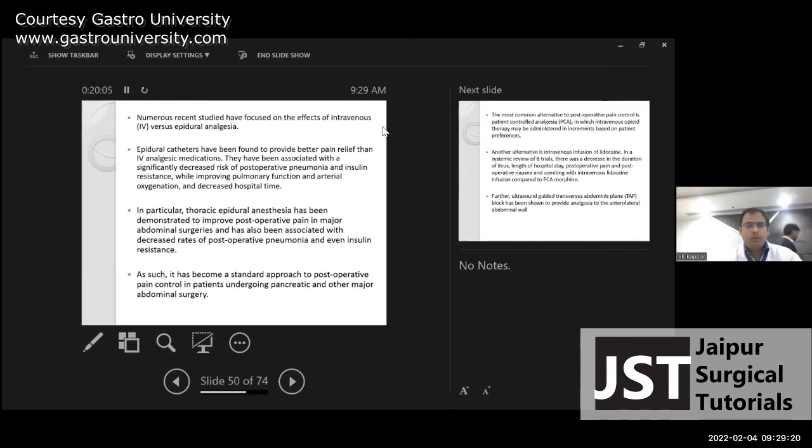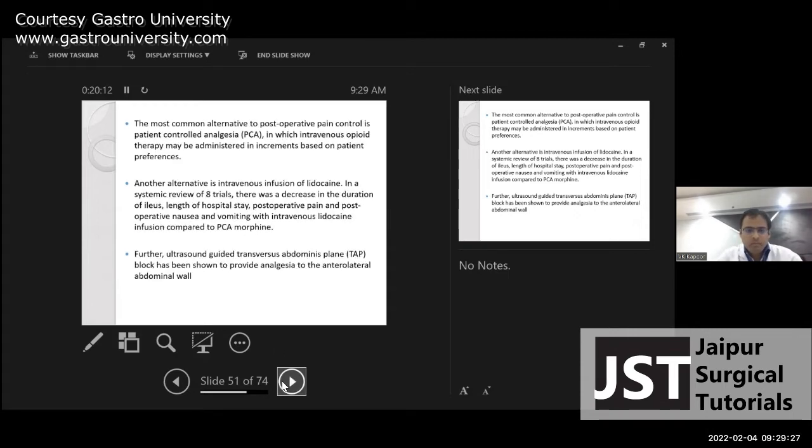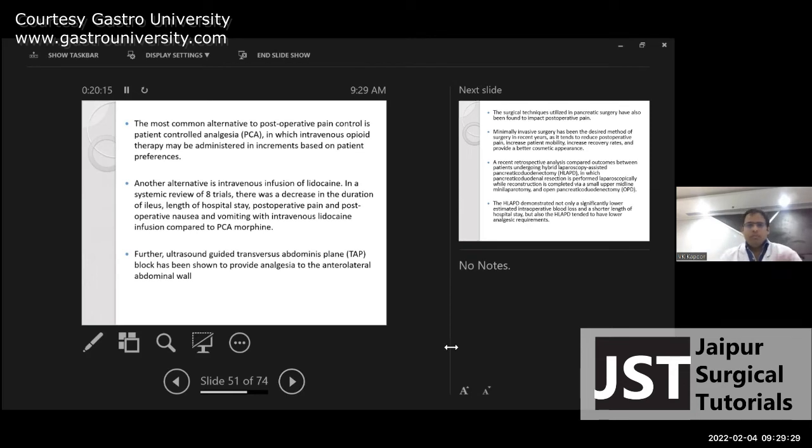Standard approach to post-operative pain control in pancreatic and other procedures. If we are not giving thoracic epidural, then what can we do? We can do pain control by patient-controlled analgesia, in which intravenous opioid is given in increments based on patient preferences. There is a button on it which we press and it delivers the desired opioid dose, and it has a locking system so that an overdose is never administered to the patient.